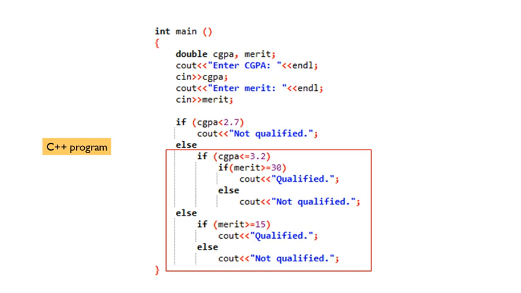So this is the third condition. If the merit is greater than or equal to 15, then the student is qualified. But if the merit is less than or equal to 15, then the student is not qualified.